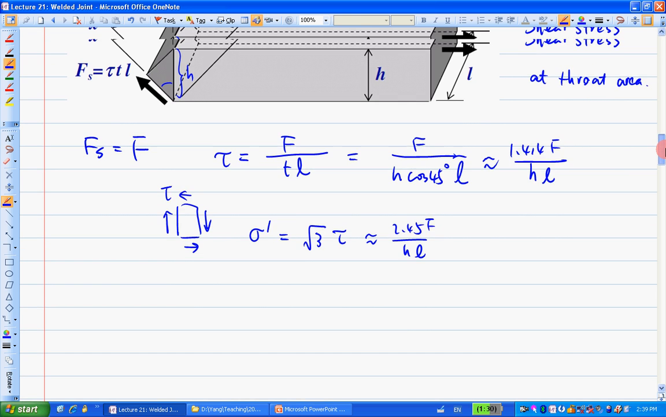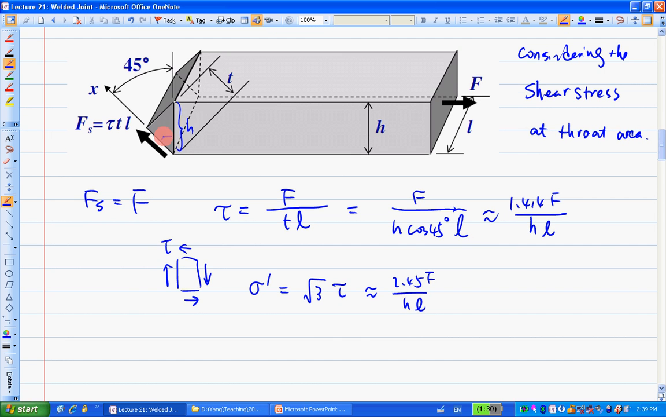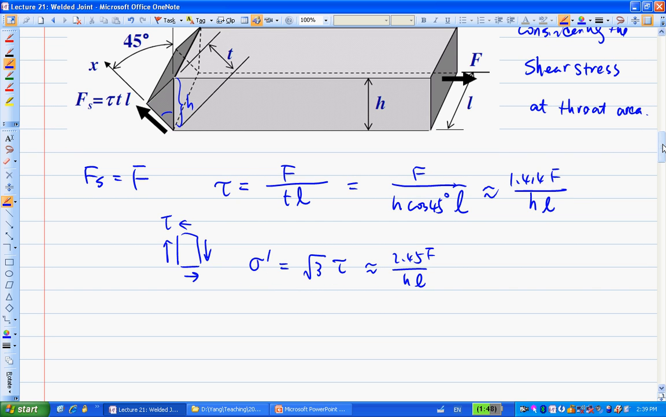So that can explain why we call this a conservative model. Is that good? So always remember, when it comes to welded joints, for the fillet welds here, you're just considering the shear stress on the throat area. That's the conservative part. Okay, so now let's look at the different kinds of situations regarding fillet welds, and how we calculate the overall stress.